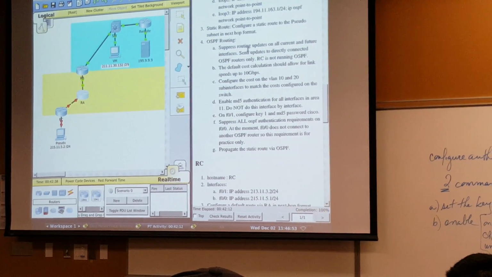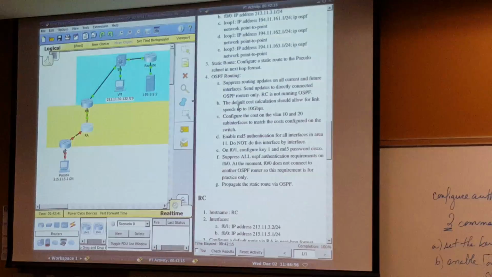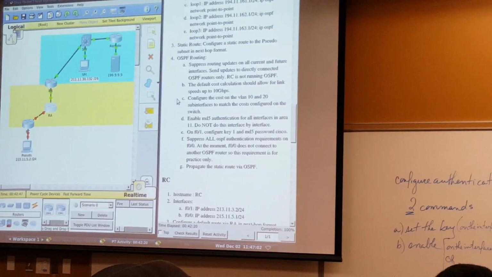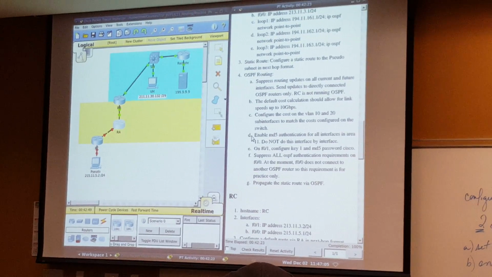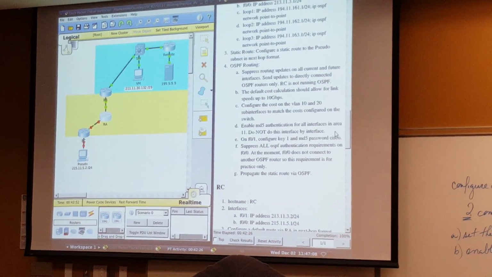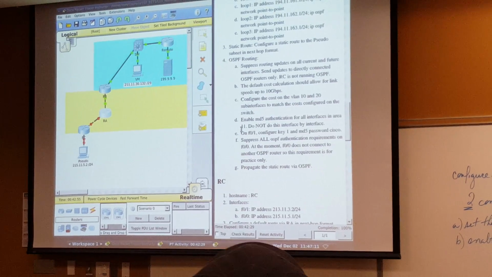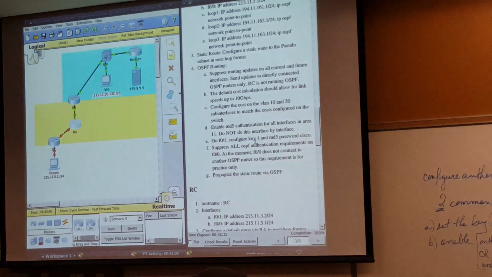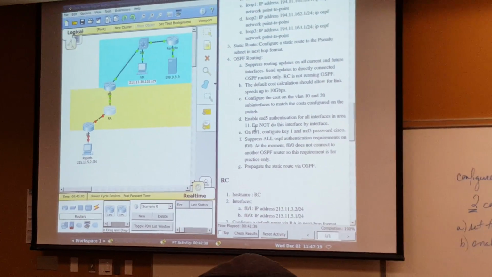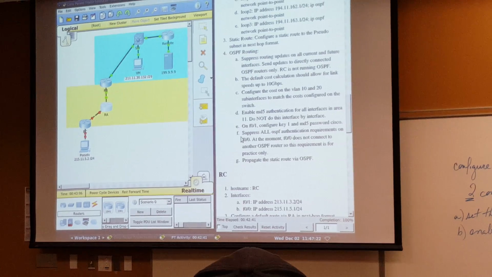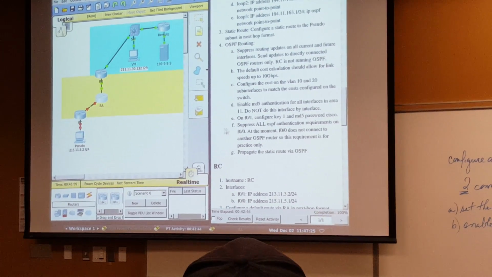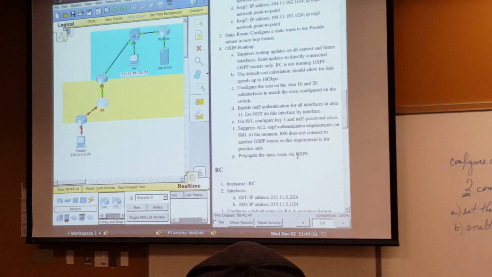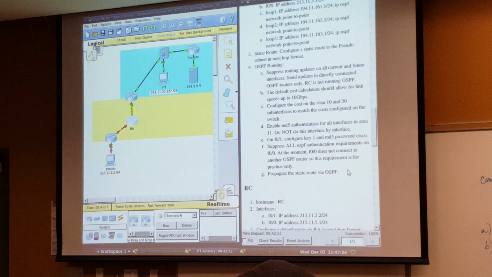Well, we didn't do the passive interfaces, no passive interfaces because we've done that before. The default cost calculation, this is the auto cost reference bandwidth command. 4C is nonsense, cross it out. Enable MD5 authentication for all interfaces in area 11 is under router OSPF: area 11 authentication message digest. On F0/1, configure the key is IP OSPF message digest key 1 MD5 Cisco. On F0/0, suppress authentication is IP OSPF authentication null. And propagate the static route is redistribute static subnets.